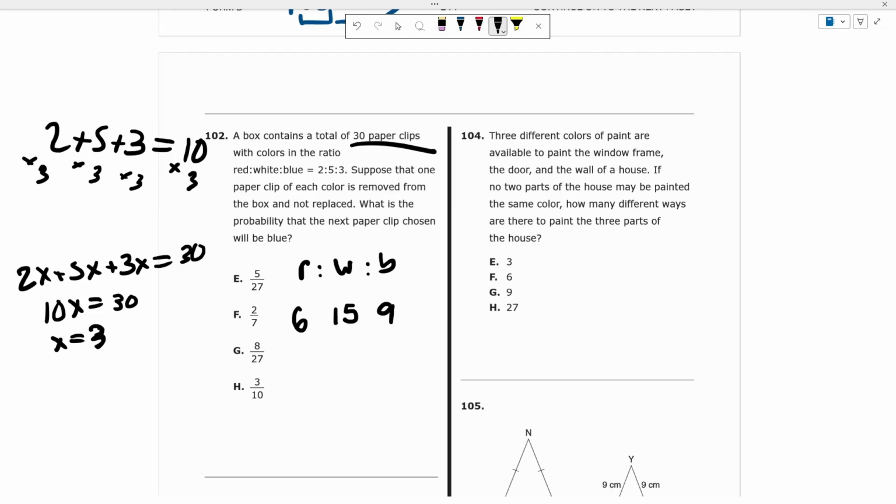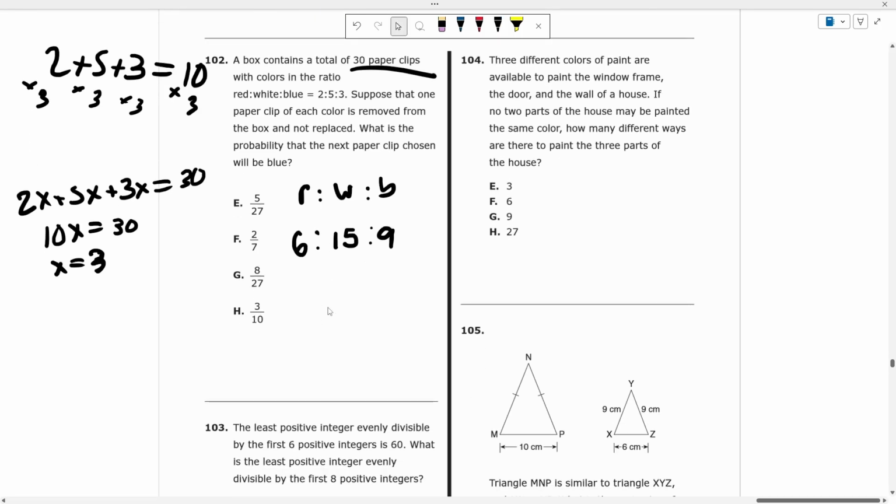So knowing this is the actual ratio of everything that is within the box, now we can remove one paperclip from each box, or one paperclip from each color. So if we remove one, we now have 5. Again, the colors don't match. We have 5, 14, and 8, okay? So we're left with 5, 14, and 8.